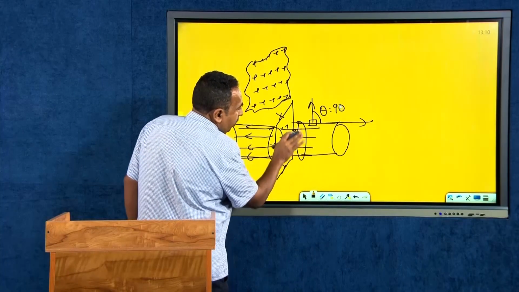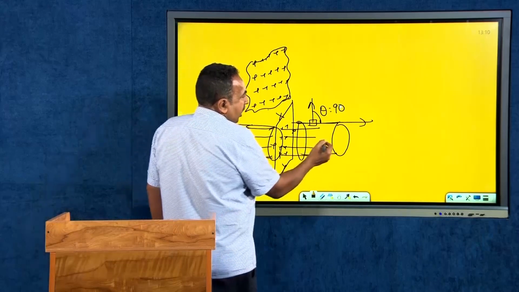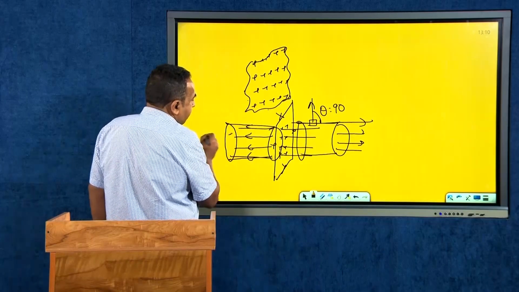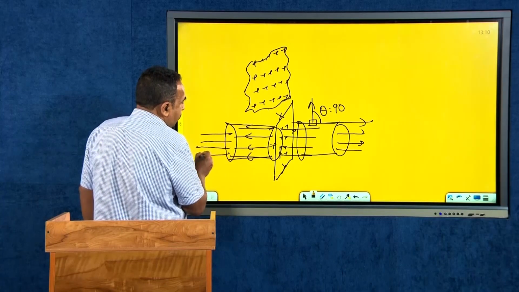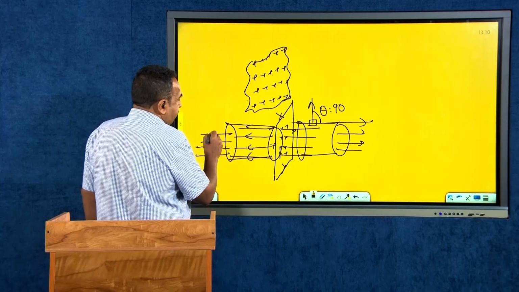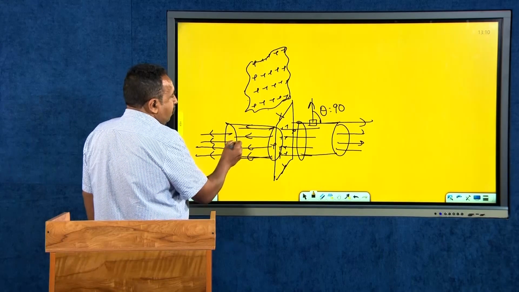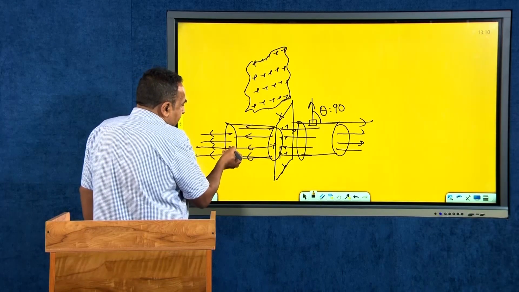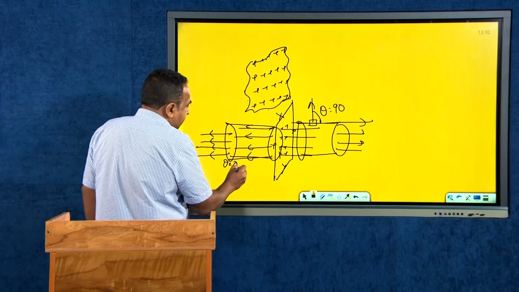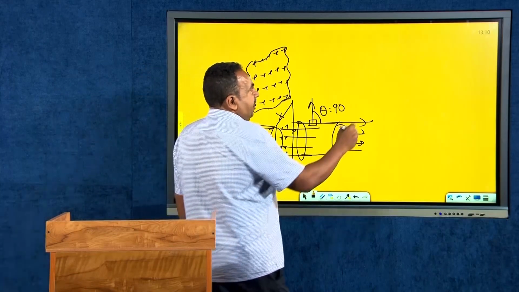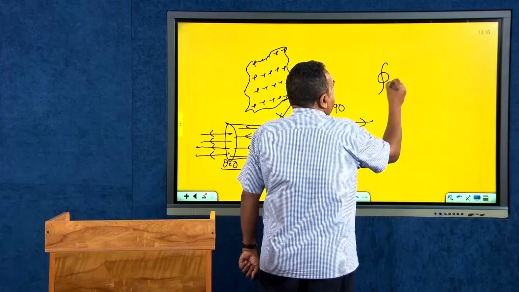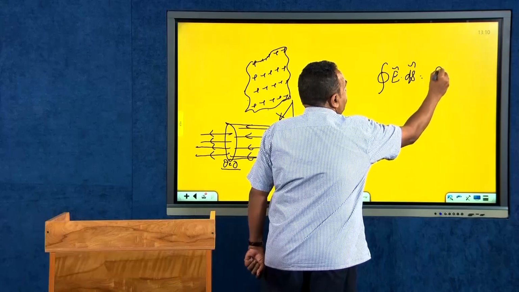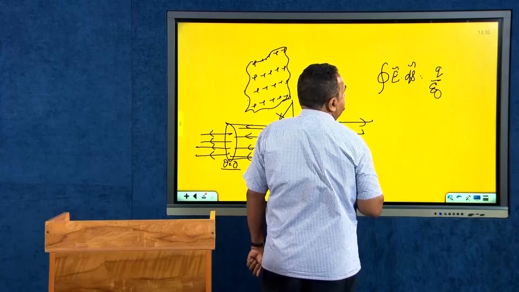Therefore, don't bother about the curved surface. I am only interested in the electric field lines passing through this area. The electric field lines will be in this direction, and the surface normal will also be in this direction. Therefore, theta will be equal to 0 degrees. Therefore, closed integral E dot ds is equal to q by epsilon 0.